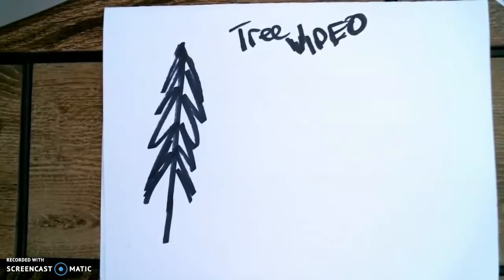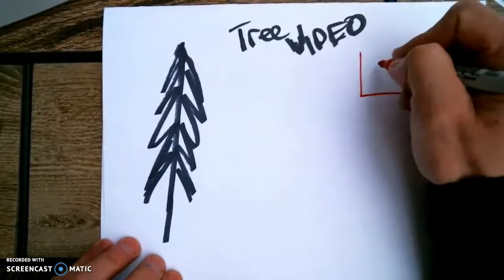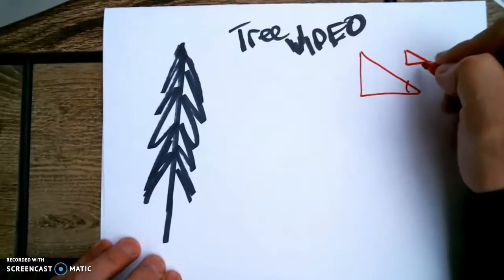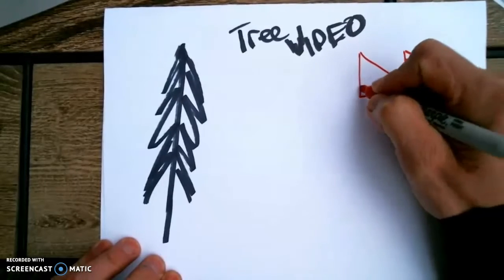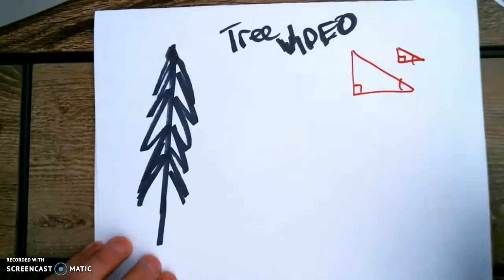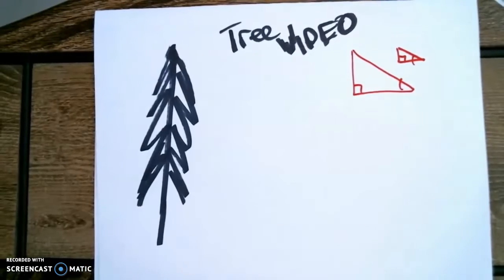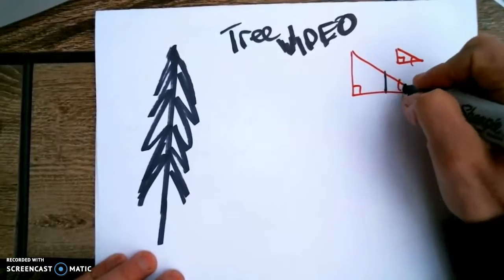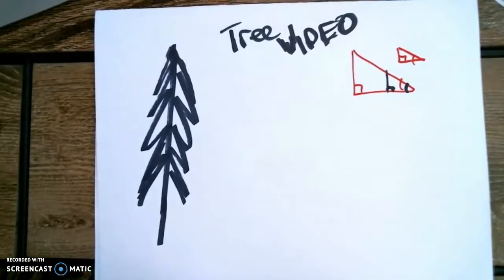similar triangles. So remember, a similar triangle is when I have two triangles that share two angles. That's why this works so well, because if I draw a line down here, they share this angle and they both have 90 degrees. So that's the principle behind what we're doing.